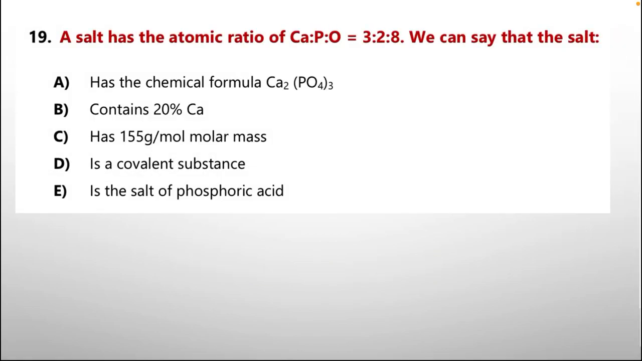Question number 19. A salt has the atomic ratio of Ca, calcium, phosphorus, O equal to 3:2:8. We can say that the salt, options are given below A, B, C, D, E. A option has the chemical formula Ca2PO4 whole 3. B contains 20% calcium. C has 155 grams per mole molar mass. D is a covalent substance. E is the salt of phosphoric acid.